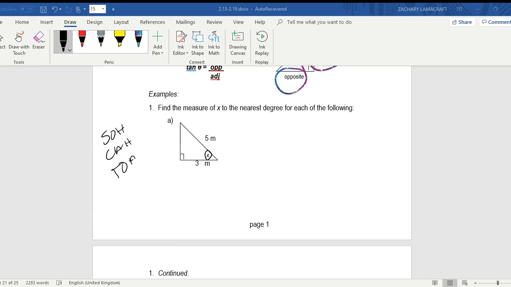So I got a lot of discrepancies here. Let's think about what we have here. Angle, I have the hypotenuse, and I have the adjacent. So which one am I going to use? I'm seeing a couple right ones in a row. So we're going to use CAH, right? Because it has the adjacent and the hypotenuse. So it would be cos X is equal to adjacent over hypotenuse. Cos X would be equal to 3 divided by 5.